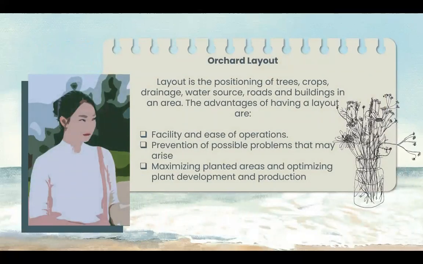Now let's talk about orchard layout. When you say layout, this is the positioning of trees, crops, drainage, water source, roads, and buildings in an area. The advantages of having a layout are, number one, the facility and ease of operations. Number two, prevention of possible problems that may arise in the future. And number three, maximizing planted areas and optimizing plant development and production.